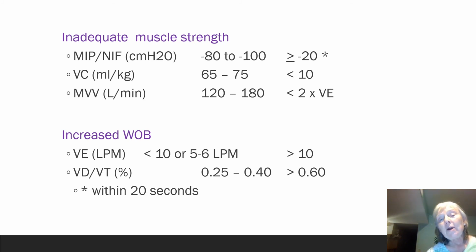Support required is anything greater or equal to -20 centimeters of water pressure. These are negative numbers, and because they're negative numbers, you're going up on that scale. So if the patient's MIF-NIF was -18, that is an indicator for support. And if you notice at the bottom, it says within 20 seconds.